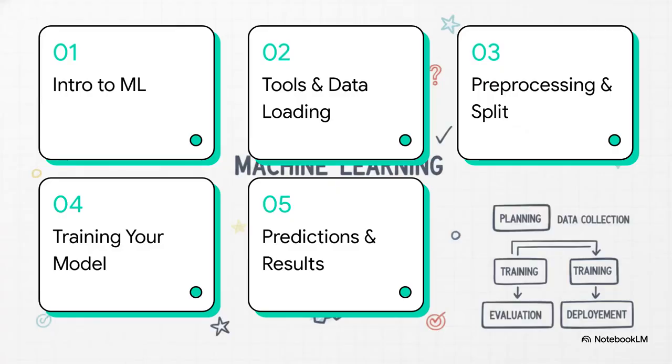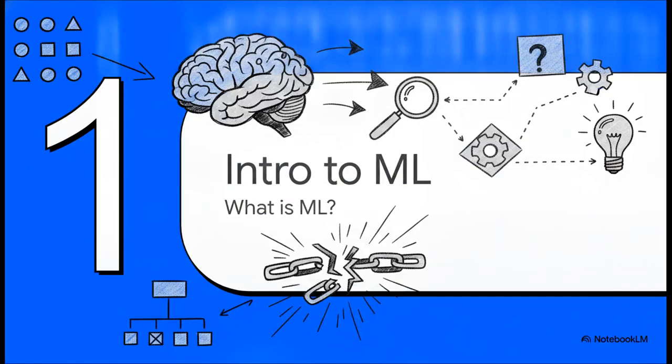Here is our exact roadmap for this rapid builder's journey. 1. Intro to machine learning. 2. Tools and data loading. 3. Pre-processing and splitting data. 4. Training your model. And finally, 5. Predictions and visualizing results. All right, moving right into Section 1, Intro to Machine Learning.